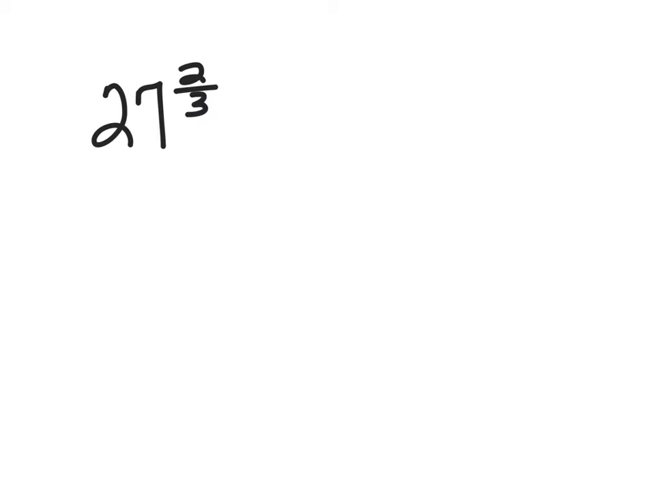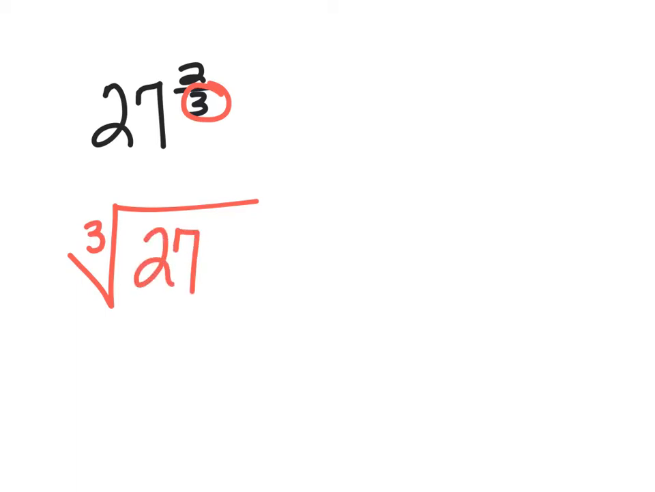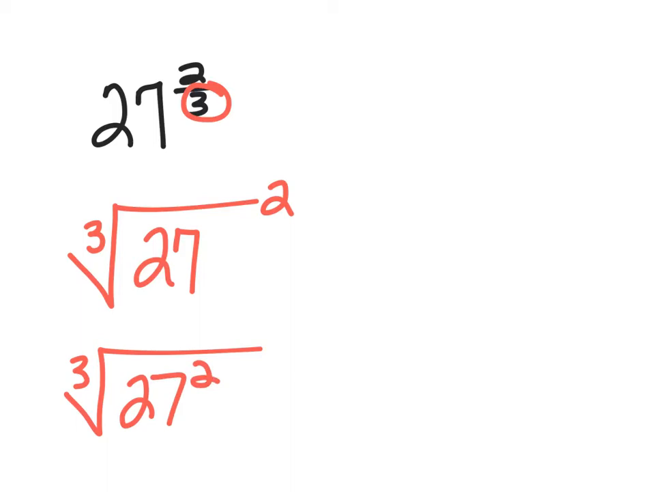So remember, if I wanted to try to write this a different way, there's a couple of different ways I could do it. So the first thing, remember, is the bottom number tells you what root you're taking. So I'm going to be taking the cube root of 27, and then I can square that, and then I can put the little squared out there. Another way you could write that is you could do cube root of 27, but you could square 27 first, and then do the cube root.